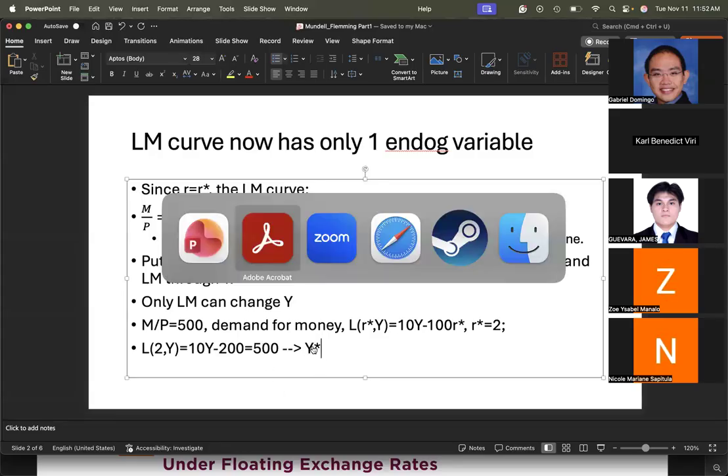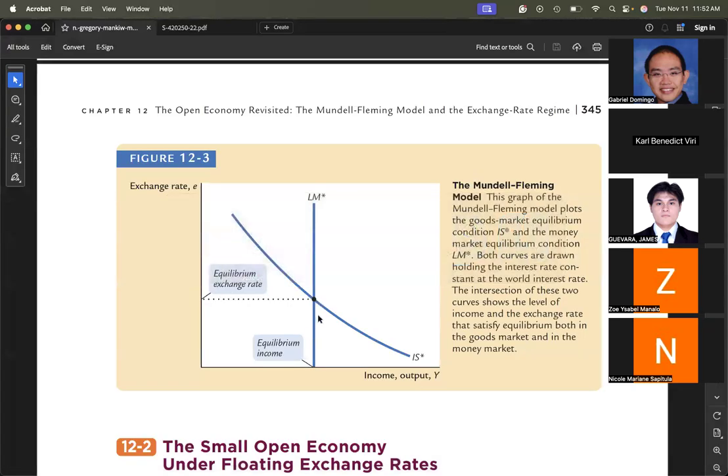Okay? And we can see that even clearer here, right, guys? The only way that Y will change is if LM will change. So sana klaro yun. Because if LM shifts to the right, tataas yung Y. If LM shifts to the left, bababa ang Y. So what determines Y is in fact the position of the LM curve. And that's super crucial. Any questions?